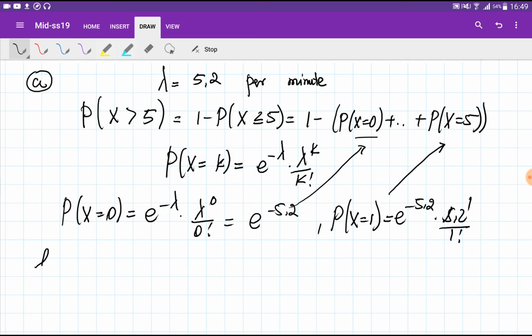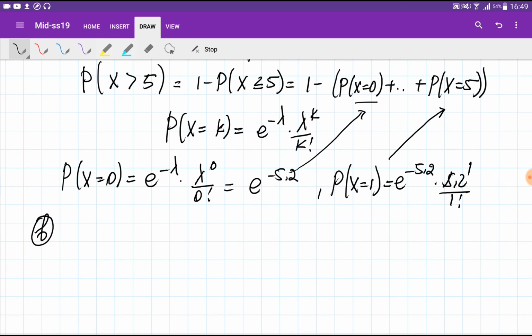Part B is about the exponential distribution. What is the probability that the waiting time between two consecutive calls will be less than 10 seconds? In order to calculate this, we need to use the formula. The cumulative distribution function for the exponential distribution is equal to 1 minus e to the power of minus lambda omega.